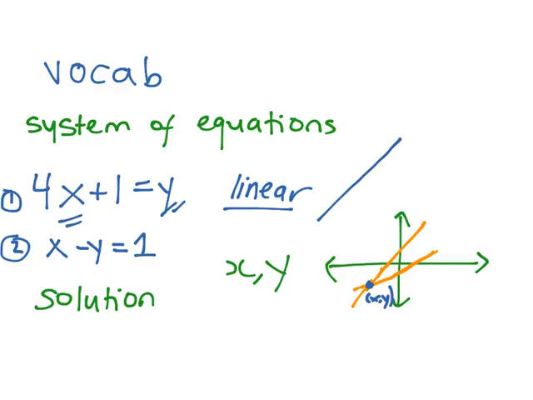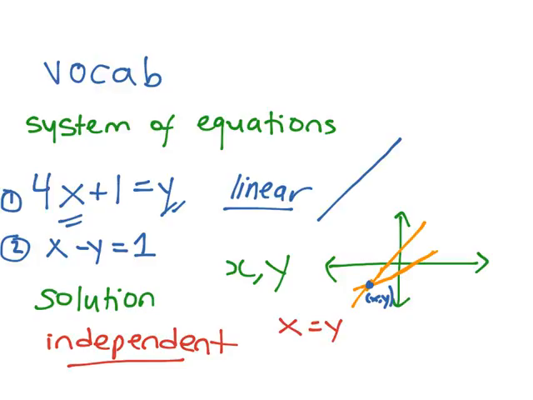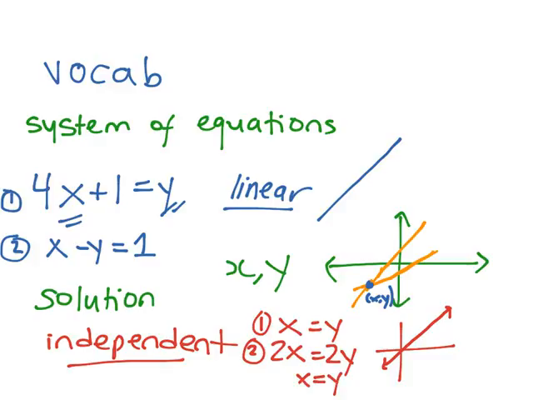Another key word is independent. We say equations are independent if they describe different lines. For example, x is equal to y and 2x is equal to 2y, these two equations are not independent because really they both describe the same line, this one. If we divide the second equation by 2, we get x is equal to y, the first equation. So if one equation is a multiple of the other, then they are not independent.